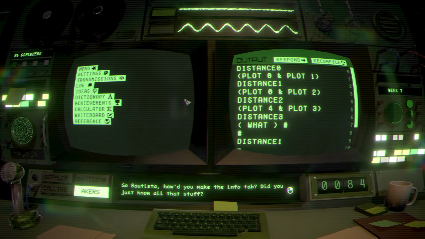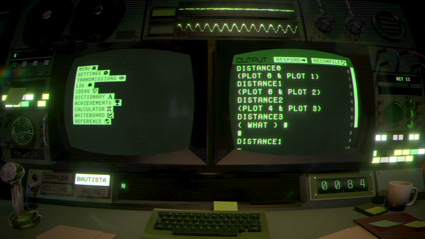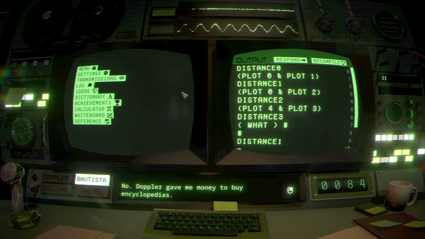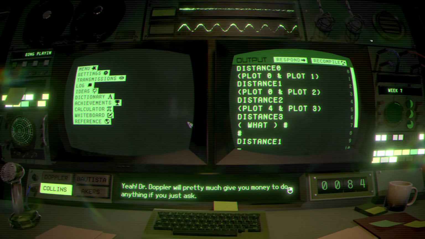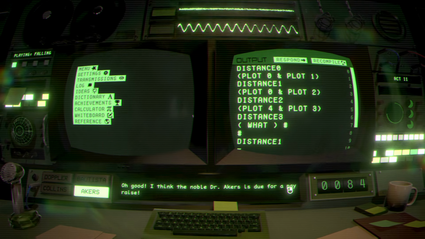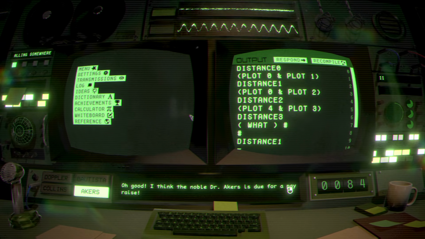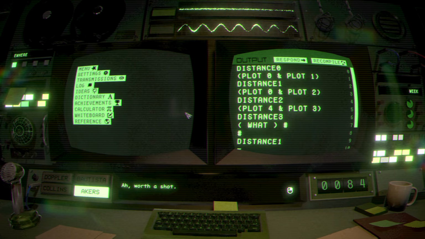Tab. Did you just? Okay. So Batista, how'd you make the info tab? Did you just know all that stuff? No. Doppler gave me money to buy encyclopedias. You can do that? Yeah. Dr. Doppler will pretty much give you money to do anything if you just ask. Oh, good. I think the noble Dr. Akers is asking for a pay raise. Not like that. Worth a shot.